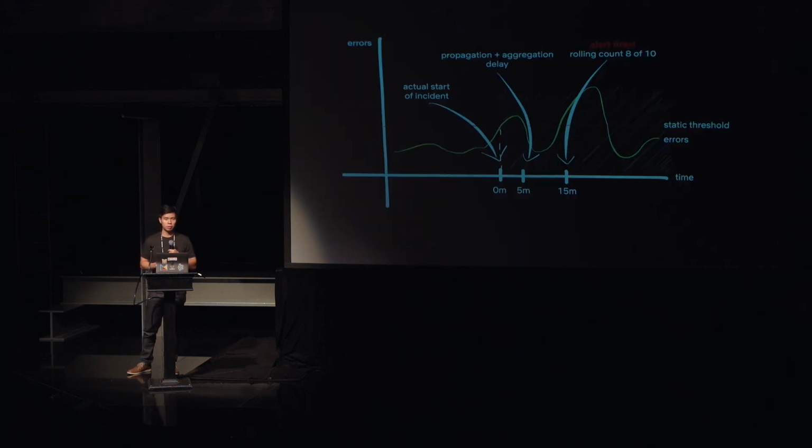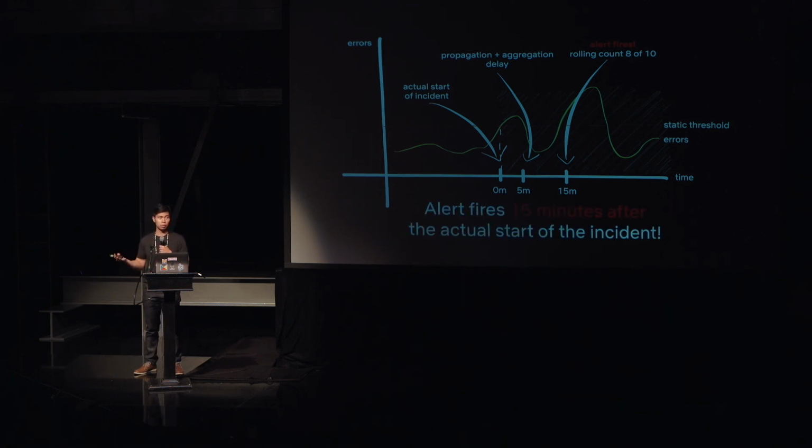The other issue with alerts is that it could take time to get alerted. So in your traditional systems, you might have an incident that starts, and then it takes 5 minutes for the metrics to propagate, and then eventually to be alerted. But then just to make sure that the alert is legit, that it's a real page, you throw on a rolling count of 8 out of 10 minutes just to get confidence. This results in the alert firing 15 minutes after the actual start of the incident, and this is a 15-minute cost that you pay no matter what for this particular configuration. And that's 15 minutes before you can begin to derive any insight into the issue.